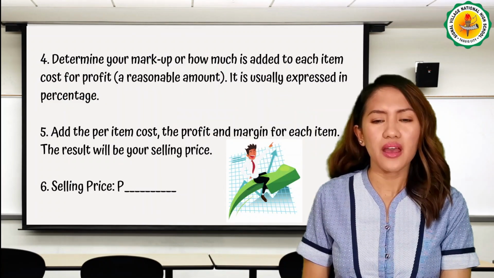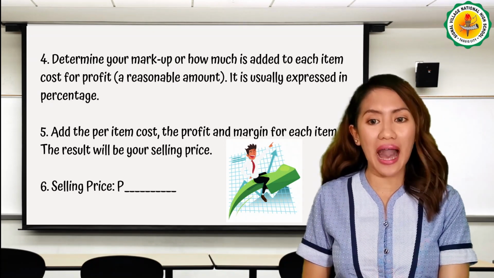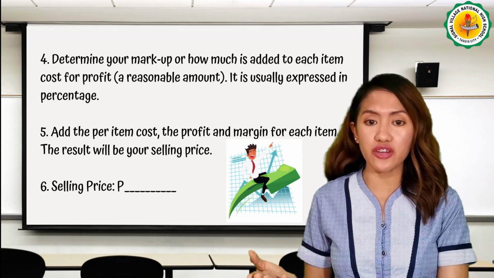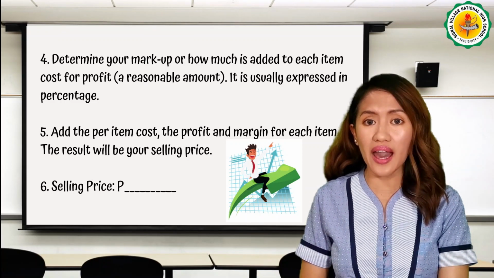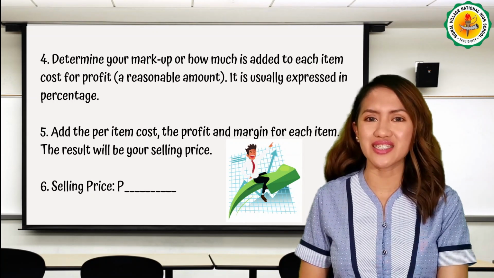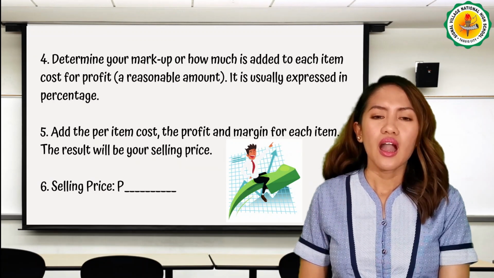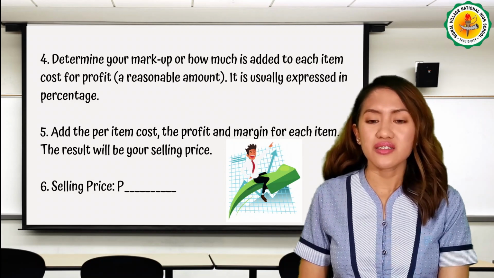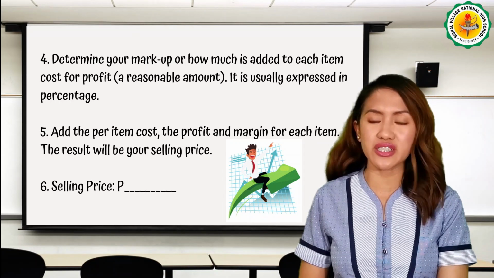And then the next step, determine your markup or how much is added to each item cost for profit. So you should put a reasonable amount, not too high and not too low. It is usually expressed in percentage. Again, markup represents percentage. Add the per item cost, the profit and margin of each item, and the result will be your selling price. So here is an example.